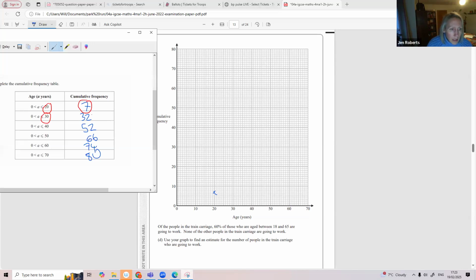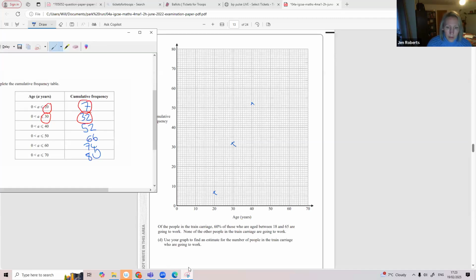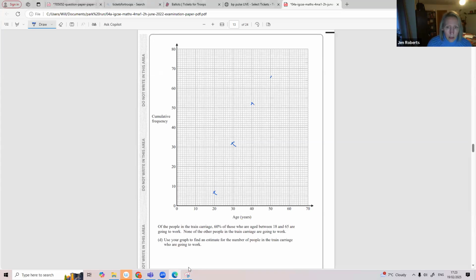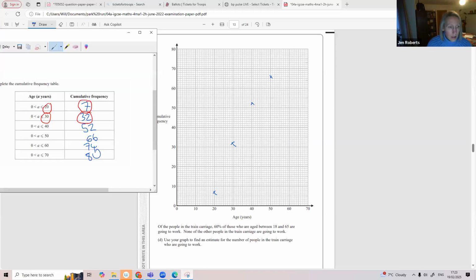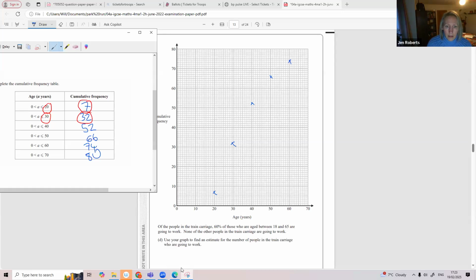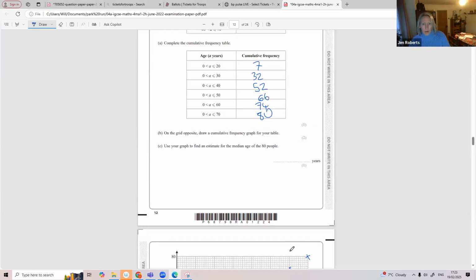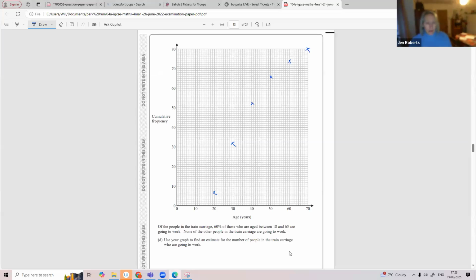30. So this next one would be 30 against 32. 40 against 52. 50 against 66. 60 against 74. And 70 against 80. Okay, so I'm going to join mine with a curve. You can join it up with straight lines. It'll also give you the marks.